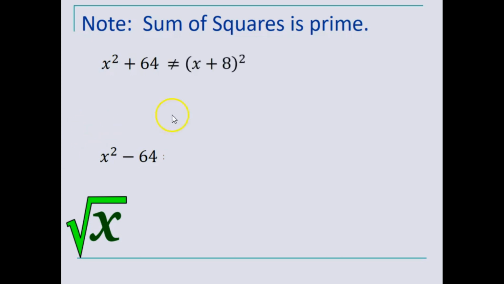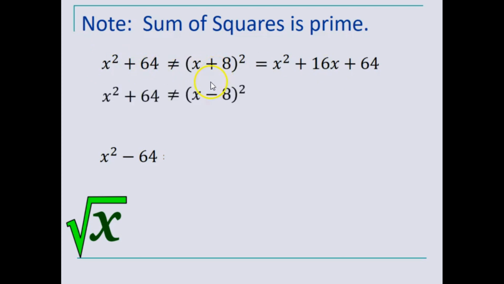You may be thinking, well, maybe it's x plus 8, the quantity squared. Well, if you take x plus 8 times the binomial x plus 8, we get an x squared plus 64, but the outside and inside, when we multiply the two binomials together, gives us a middle term of 16x. So this sum of squares cannot be factored into this form.